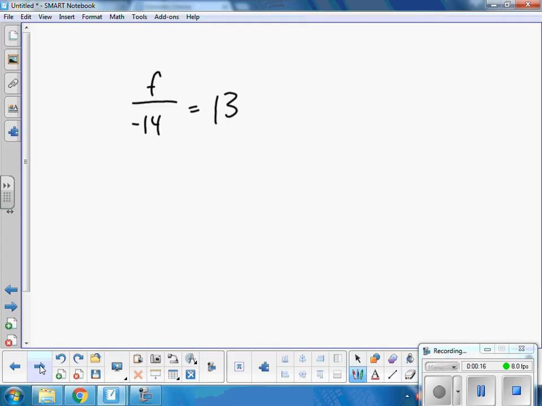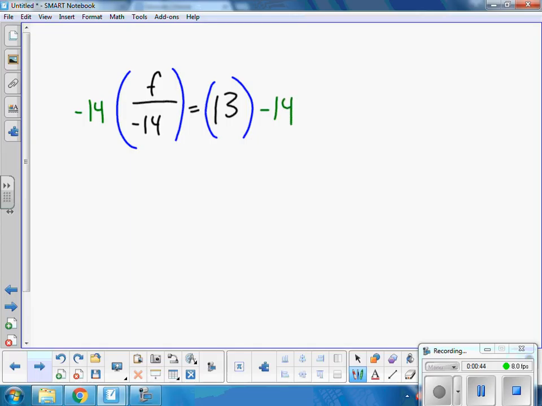So I look at the side with the variable, and then I look at the operation that's happening, and I see division happening right here. So the opposite of division would be to multiply, and I use parentheses to represent multiplication. And then I ask myself, well, how much do I need to multiply by? Well, it depends on how much is being divided. So f is being divided by negative 14, so I'm going to multiply by negative 14.